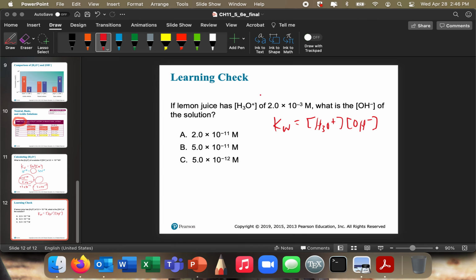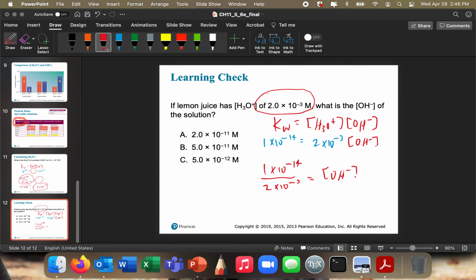Writing down the definition. If lemon juice has a concentration of that, what is the hydroxide ion concentration? So you have to know what Kw is, but we do. It's 1 times 10 to the minus 14, right? And we know this is 2 times 10 to the minus 3. And we're being asked, what is the hydroxide ion concentration? This is no problem. I just divide both sides by 2 times 10 to the minus 3, right? So 1 times 10 to the minus 14 over 2 times 10 to the minus 3 is equal to the hydroxide ion concentration, right?